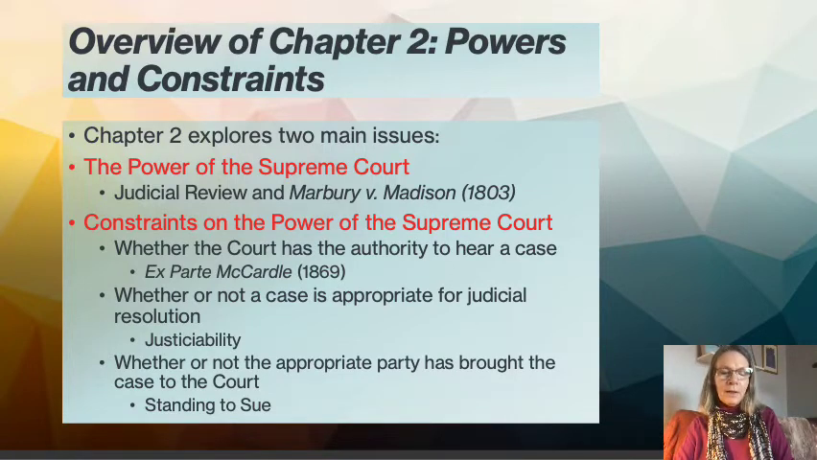Now, this chapter, chapter 2, and also the previous chapter, chapter 1, all provide you with foundational concepts that are necessary to understand the cases that we're going to be reading throughout the semester that deal directly with civil liberties. But this chapter is still a very important chapter, though it's one of the foundational concepts chapters. In this lecture, we're going to be talking about this first thing, the power of the Supreme Court. In the next lecture for topic 2, we're going to be looking at the constraints on the power of the court. So let's get started.